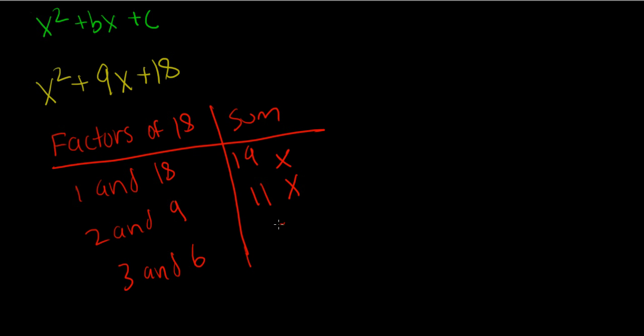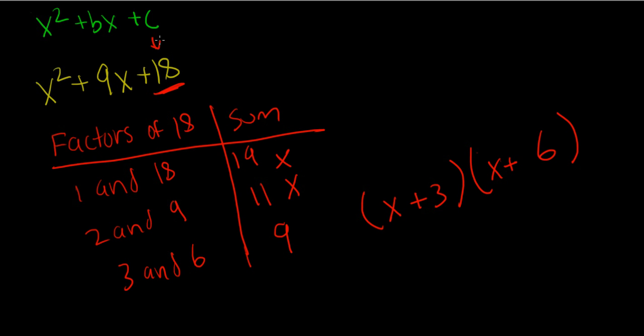In order to set this up, you create two parentheses, make the first term of each parentheses x, and now we're going to use the factors 3 and 6, so plus 3 and plus 6, because those are two factors of 18, which is c, that add up to the value of b, which is 9.